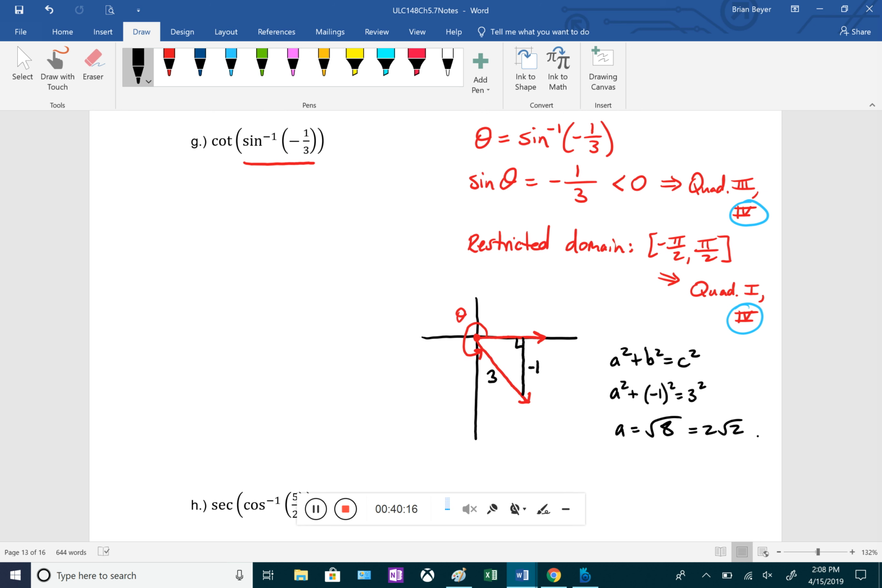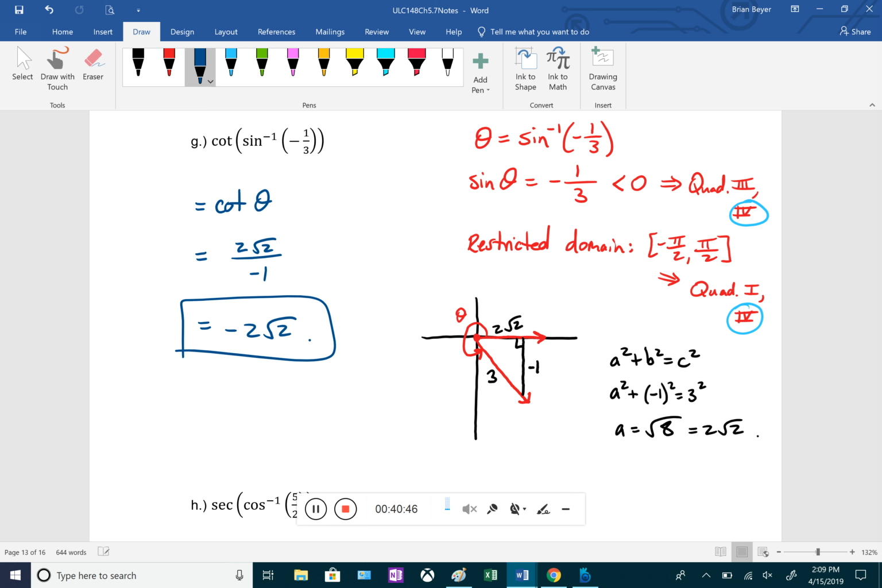So we fill in that missing side. Once we have that set up, now it's nice and easy. All we have to do is evaluate cotangent of theta using that triangle. Cotangent is going to be the reciprocal of tangent, so it's adjacent over opposite, which is 2 radical 2 over negative 1, which is just negative 2 radical 2. So that's cotangent of sine inverse of negative 1/3.